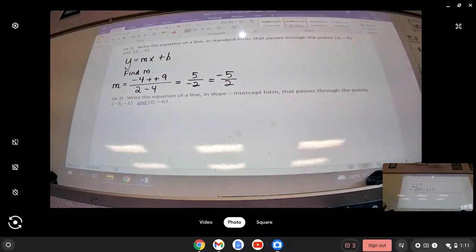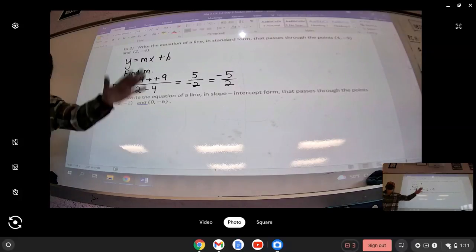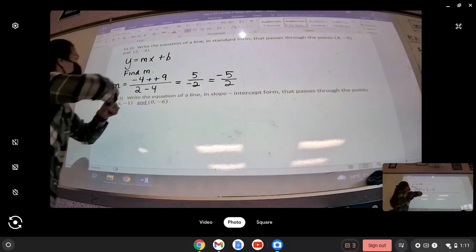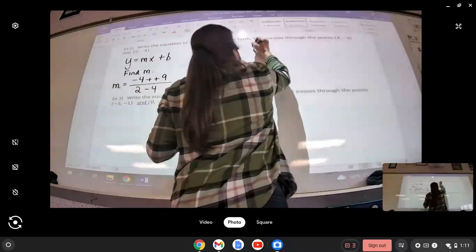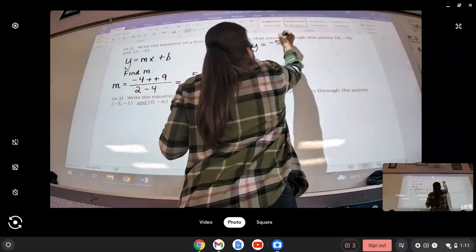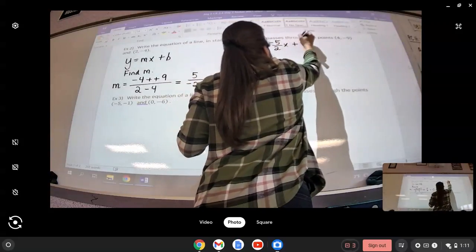It's not like you have to do that. I'm telling you though, don't work with a negative denominator. Always make the negative your numerator and the denominator your positive. All right, here we go. So let's plug that in for m. So now we have y equals -5/2 x plus b.